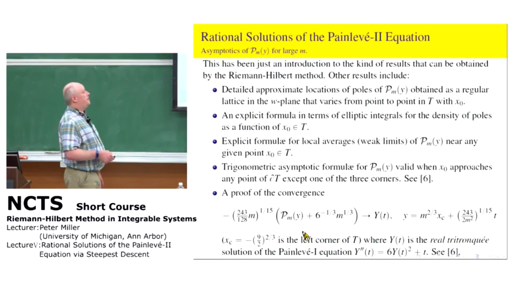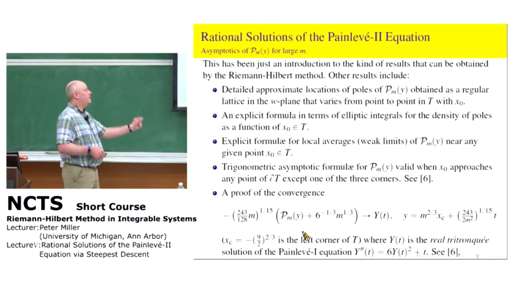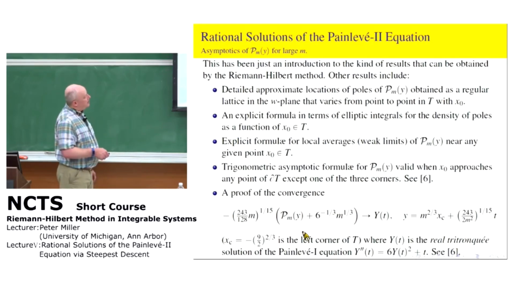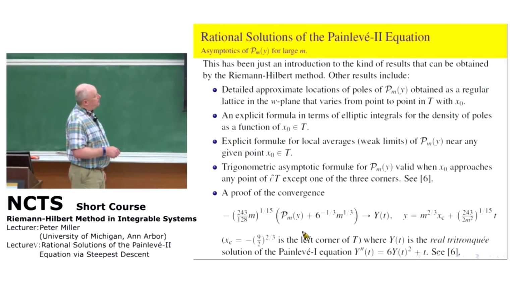And then I mentioned this degeneration of Pendulum equations when we picked a corner point and zoomed in on the corner point. And it turns out you can also prove that. So if you take this Pm of y, subtract off the equilibrium value at the corner, and rescale appropriately, then this converges as epsilon goes to 0 or m goes to infinity to a function Y of t, where t is related to little y by this formula here. This is the same thing that we wrote earlier in the talk. And xc is the left corner point of the triangle.